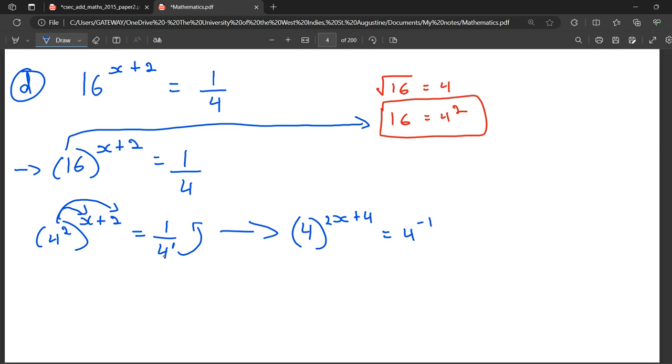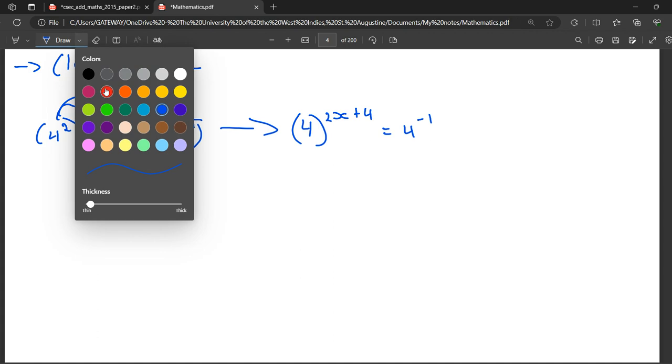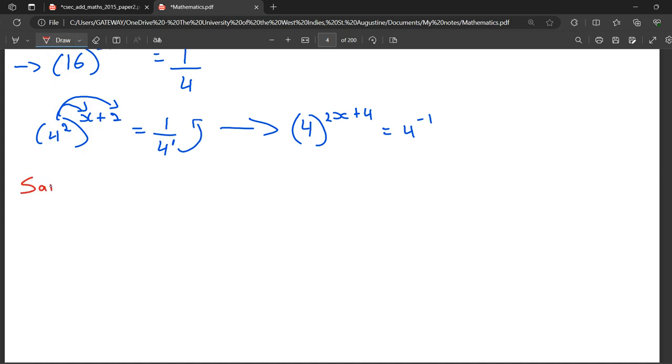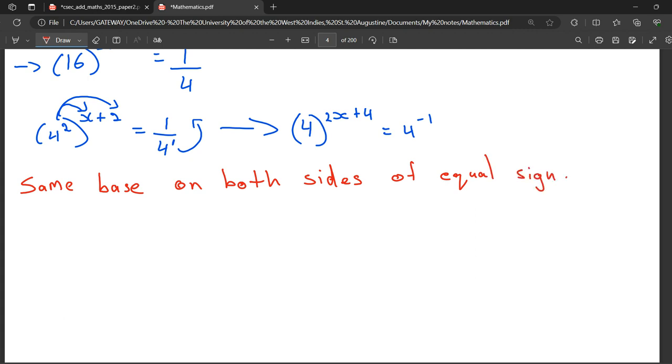Because if I bring 1 over 4 to the power positive 1, if I bring 4 to the power positive 1 on top, it will be 4 to the minus 1. So what you really have here is the same base on both sides of the equal sign, or the equation if you want to say that. So since the bases are both the same on both sides of the equation, we can equate the powers.